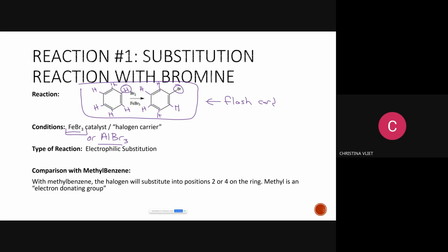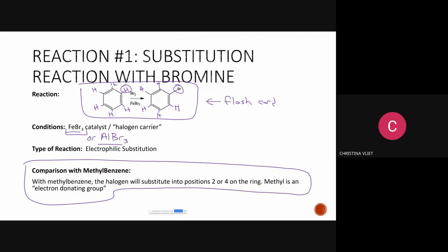Comparison with methylbenzene. So this you're going to want to be aware of. If I have methylbenzene and I'm doing this reaction, so let's say that we had Br2 and AlCl3. Or AlBr3. Where would the bromine be going? It says positions 2 or 4. So what does that mean? It's either going to go here or here. Why don't I say 2 or 4 or 6?